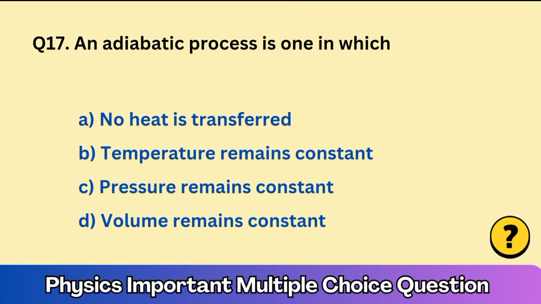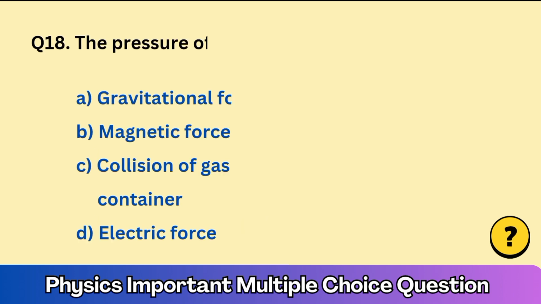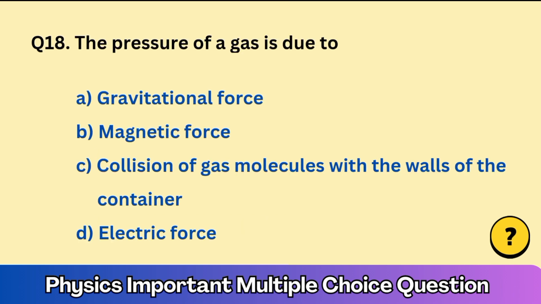Question number 17. An adiabatic process is one in which. Right option is option A, no heat is transferred. Question number 18. The pressure of a gas is due to. The right option is option C, collision of gas molecules with the wall of the container.